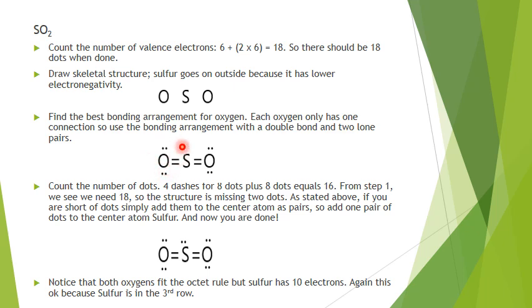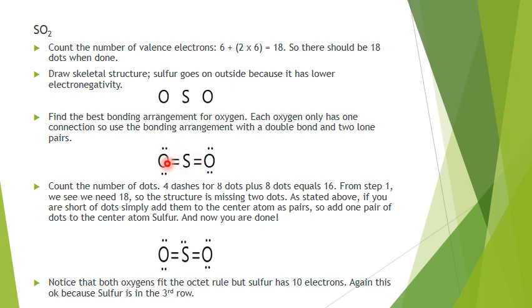So we can deal with oxygen first, the outside atoms. Oxygen gets two bonds, two lone pairs. We're going to pick the oxygen arrangement that has a double bond because it only has one connection.